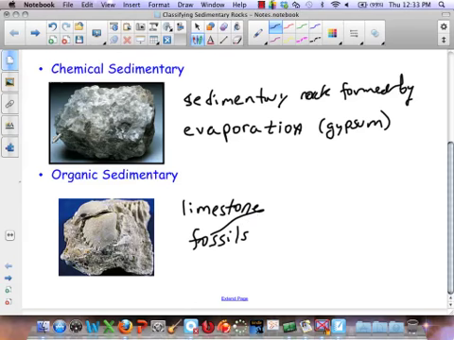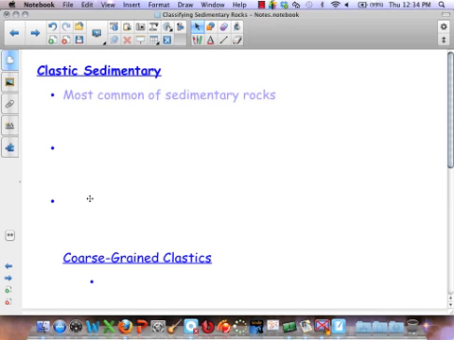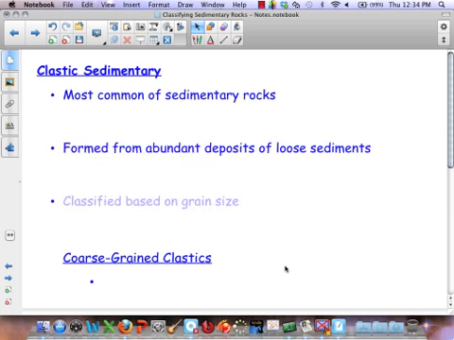So let's delve into these a little bit deeper. We looked at clastic sedimentary, right? These are going to be the most common, quite obvious. And we can classify the clastics based on their grain sizes.